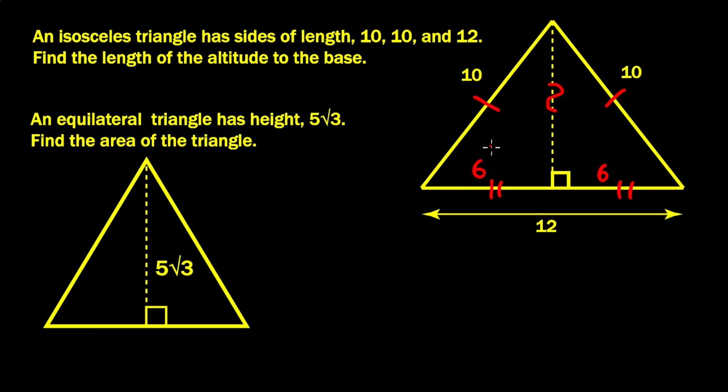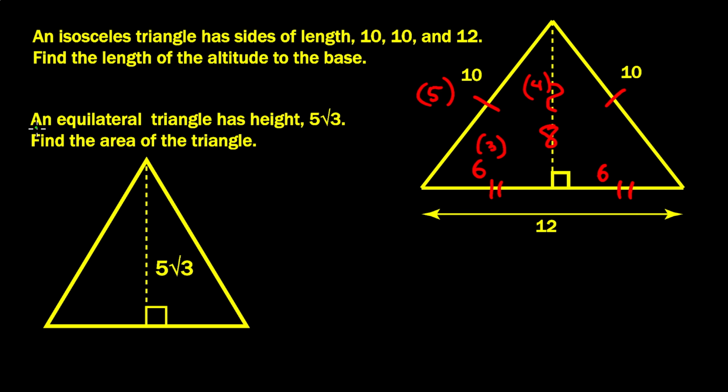Then we're going to look for a Pythagorean triple. So dividing 6 by 2, we get 3, and dividing 10 by 2, we get 5. So then this will be a 3, 4, 5 family triangle. So then 3 times 2 is 6, 5 times 2 is 10, and then 4 times 2 is 8. So the altitude of this triangle has length 8.